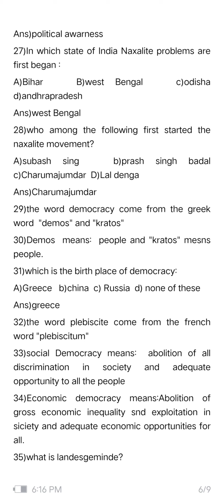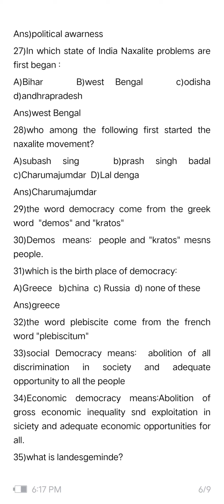Next question is, in which state of India did the Naxalite problem first begin? Option A, Bihar; option B, West Bengal; option C, Odisha; and option D, Andhra Pradesh. Right answer is West Bengal. West Bengal is where the Naxalite problem first began in India.